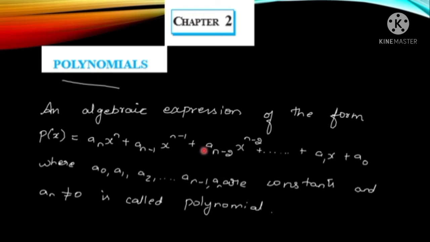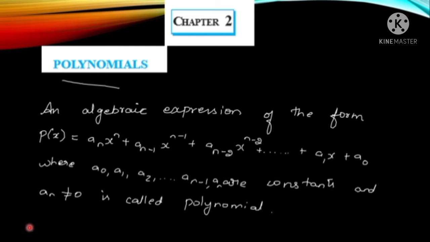We call this algebraic expression a polynomial, where a_0, a_1, a_2 and all these values are constants, and the last one, a_n, should not be equal to 0. a_n must not be equal to 0. So this is called a polynomial. These a_0, a_1, a_2, a_3 are called the coefficients. And what are the powers? This n we call the power.